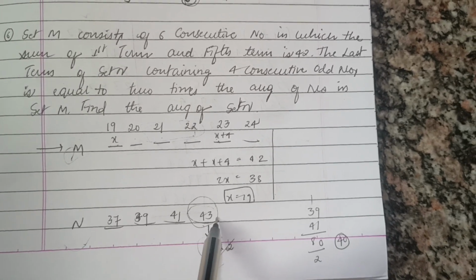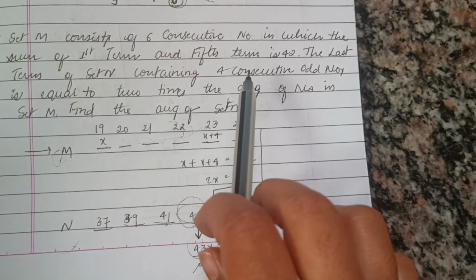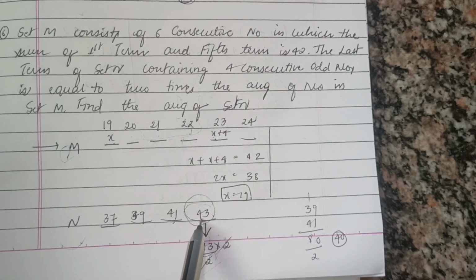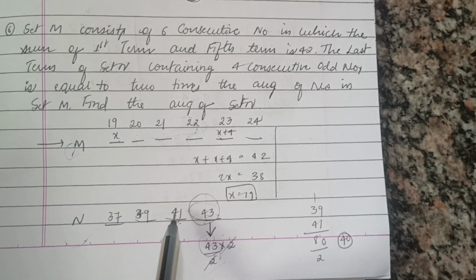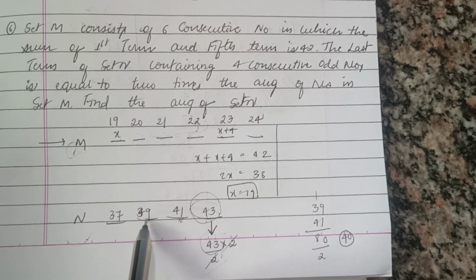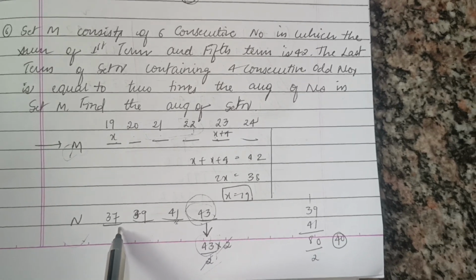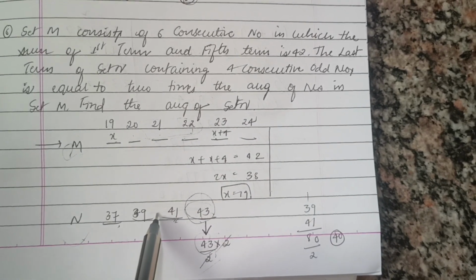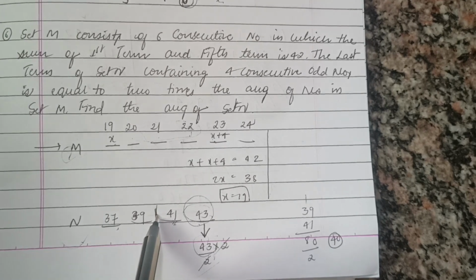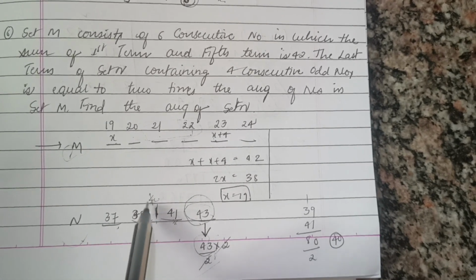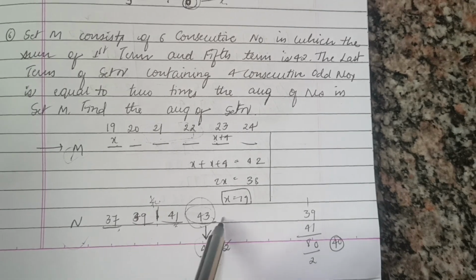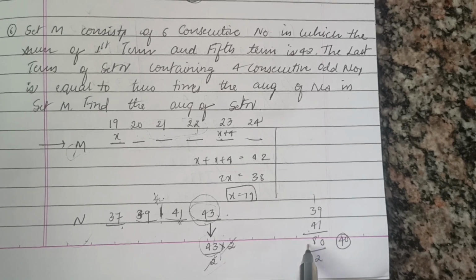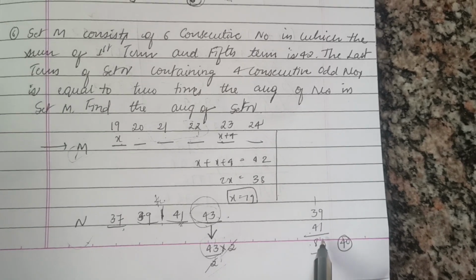Okay, so this is 43 and this will be 41, because they mentioned 4 consecutive odd numbers, so if 43 is an odd number, the previous odd number will be 41. If we keep on writing like that, this will be 39 and this is 37. They asked to find the average of set N, so the term which comes in the middle will be the average. We can directly write it as 40, or if you want to do it with the first and last term, or the middle ones, 39 plus 41 is 80, divided by 2 will give you 40.